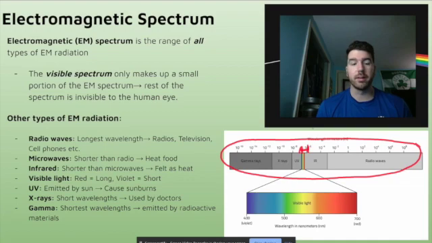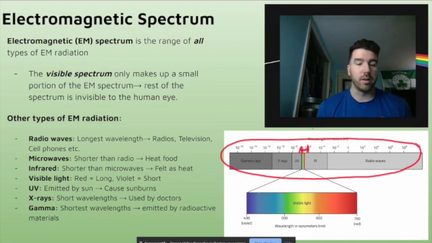Microwaves are still very long wavelengths, but they're shorter than radio waves, and we use microwaves, in microwaves, to heat our food. After that, we have infrared radiation. Once again, infrared is shorter than microwaves, and we feel infrared radiation as heat.